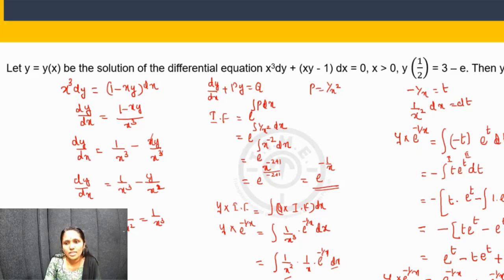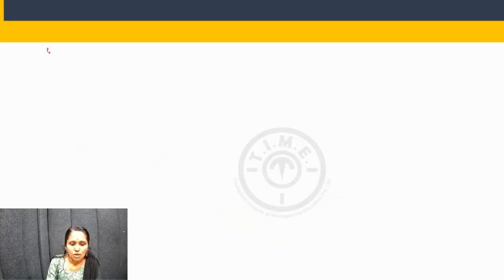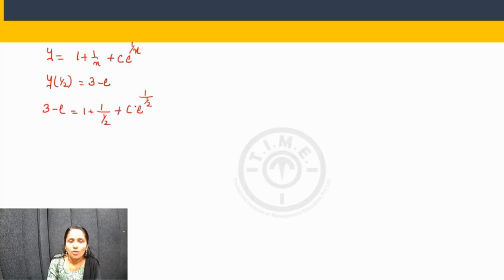Now we have to find the value of c. The solution is y is equal to 1 plus 1 by x plus c e raised to 1 by x. To find the value of c, it's given that y of 1 by 2 is equal to 3 minus e. The meaning of this is, if we put x is equal to 1 by 2, we will get the value of y as 3 minus e. So we can write 3 minus e is equal to 1 plus 1 divided by 1 by 2 plus c into e raised to 1 by 1 by 2.